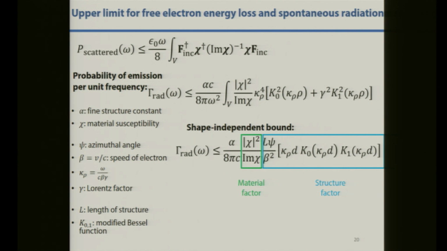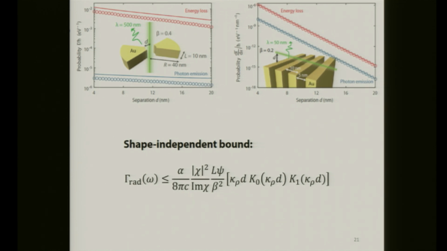Let's test how good this upper limit is with numerical simulations. We can calculate the scattering, the emission, as well as the energy loss of the electron for different photonic problems. And we find that the numerical calculation and the upper bound are very close.